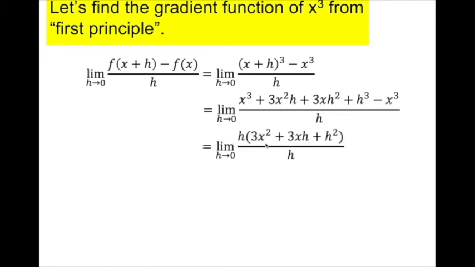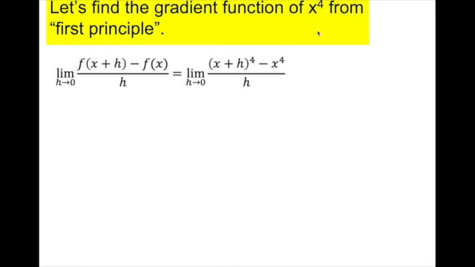Tidy it up. You can take out the common factor, which is h, then you can cancel this h. Then you can put h equal to 0 to these two. Then your final answer is 3x squared. So 3x squared is the gradient function of x cubed, or the derivative of x cubed. And you can find any gradient or any slope on any point on the x cubed curve. Let's do another.